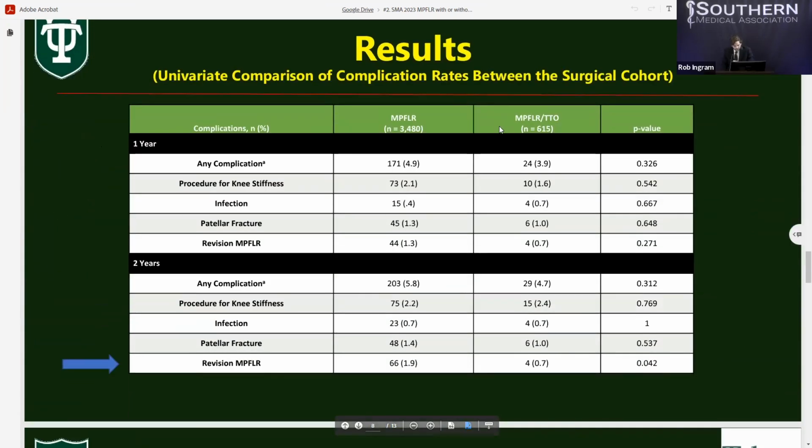When comparing postoperative complications between surgical cohorts, it was found that the MPFL reconstruction with TTO group had a significantly larger proportion of patients that needed MPFL reconstruction within 2 years when compared to the MPFL reconstruction alone cohort. Our authors speculated that this finding may be in part due to skeletally immature patients with anatomical abnormalities receiving MPFL reconstruction rather than MPFL reconstruction with TTO.